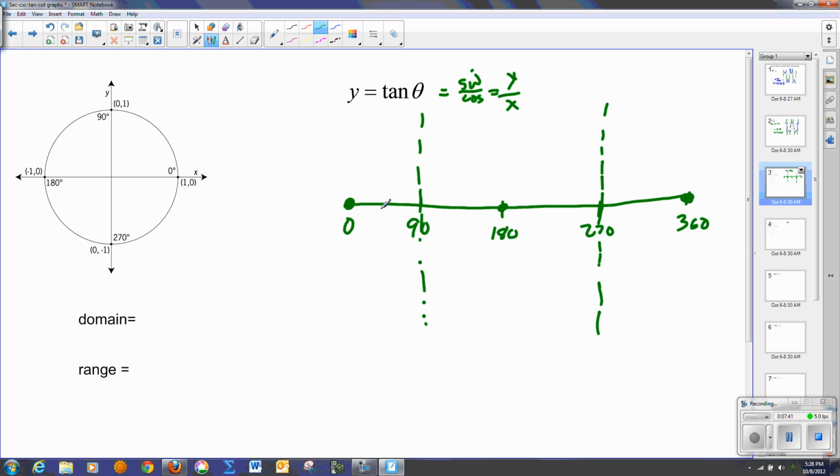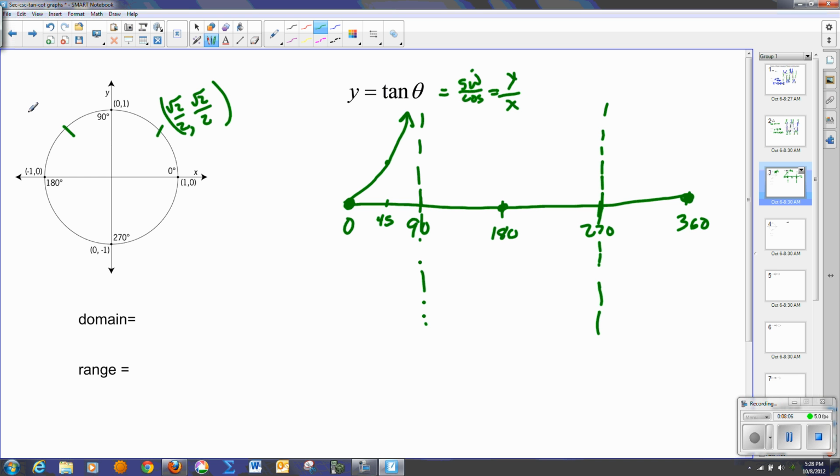So I'm going to find another point where it's easy to calculate a tangent value. Well, I know at 45 degrees I have root 2 over 2 and root 2 over 2, which means my tangent value is just 1. So at 45 degrees I have a tangent value of 1. Therefore, my tangent goes up here and approaches this asymptote.